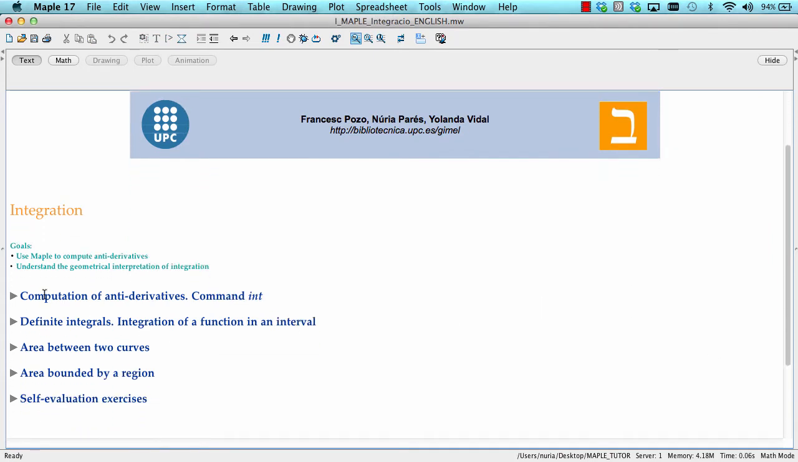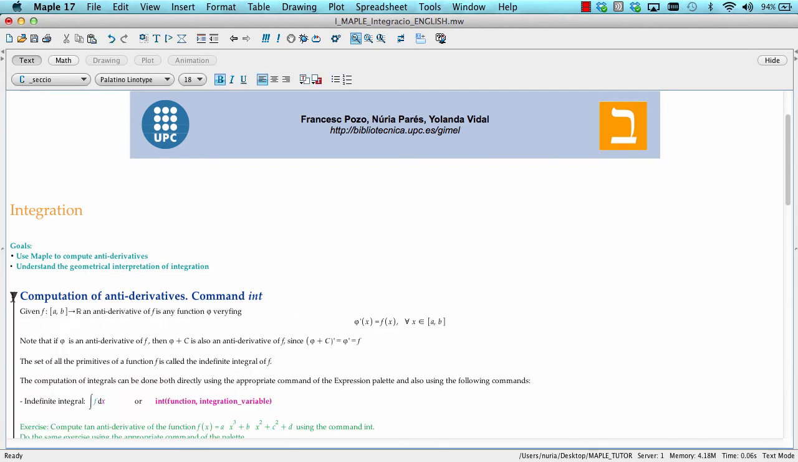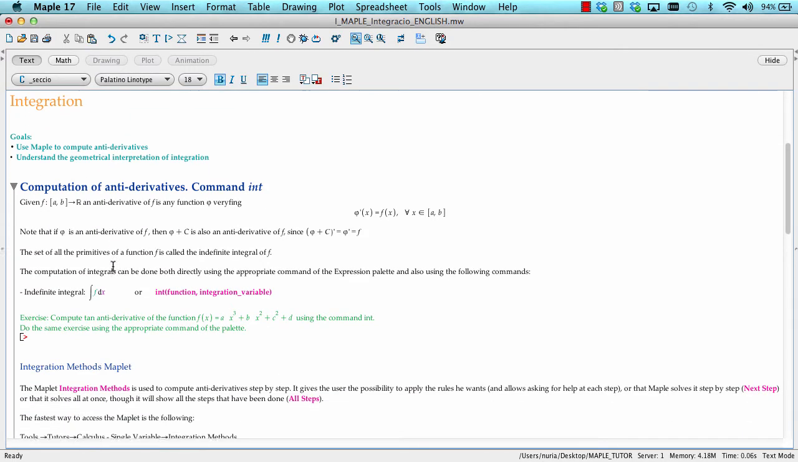Okay, so we are going to be looking at how to compute antiderivatives, also the definition of a definite integral using the Riemann sums, and we are going to see how to compute the area between two curves and the area bounded by a region. So let's start with the computation of antiderivatives.